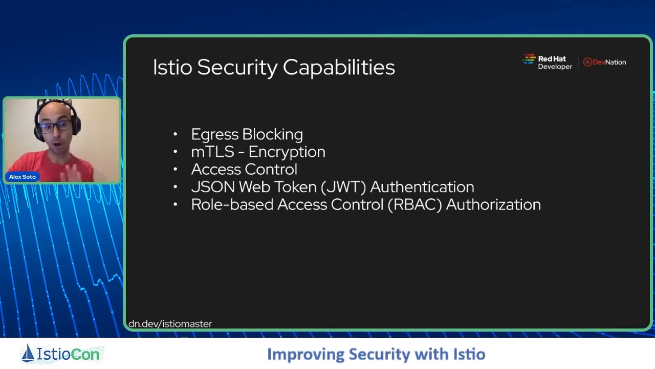Let's start with security, and these are the topics that we're going to cover: egress blocking, mTLS and encryption, access control, JWT. Remember that, JSON Web Tokens, but it's not called GWT. I know that sometimes people say GWT, but it must be named JWT. So when I refer to JWT, it's JSON Web Token. And also, we're going to see how to do RBAC authorization.